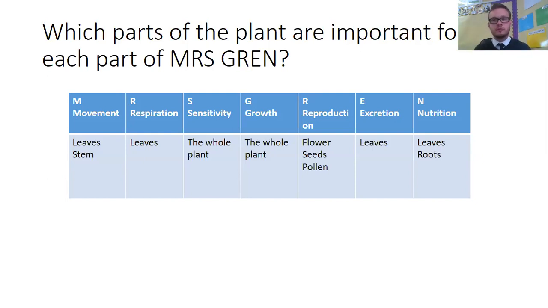You may have even gone further and been more detailed about the parts of the flower that it needs, and well done if you did. For excretion, like we said, the leaves are important again, and the leaves are important for nutrition, as well as the roots, because that's how plants get their nutrition from the soil. They get the goods from the soil for that photosynthesis process. So well done if you got all of those, and you may have even put more in. You may have been so amazing at this that you've actually put even more detail in, and well done if you did.